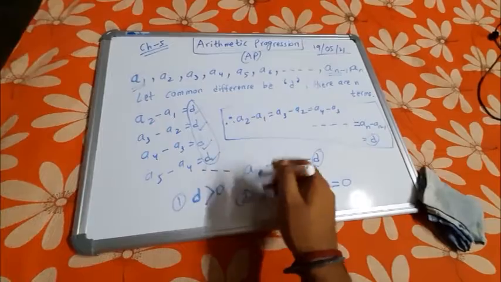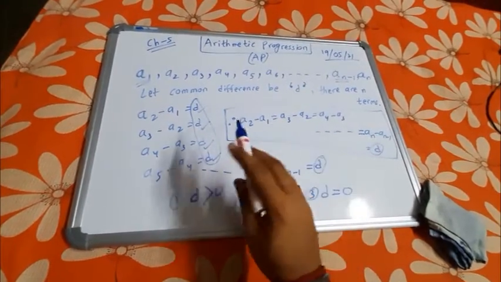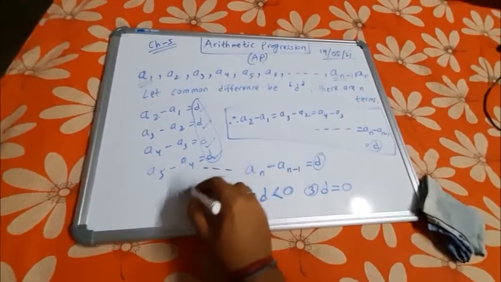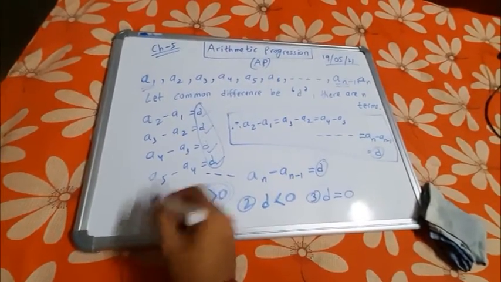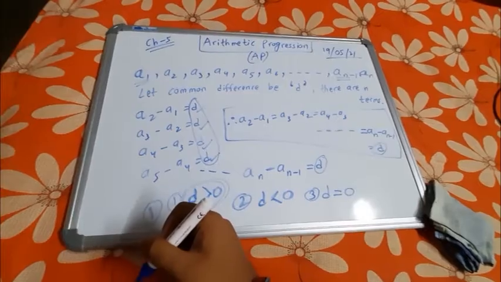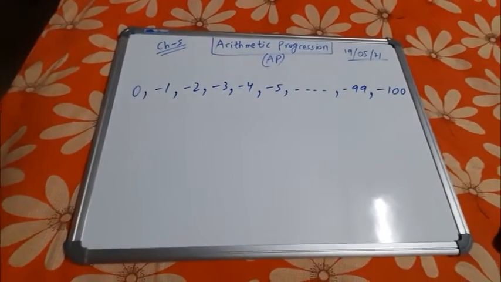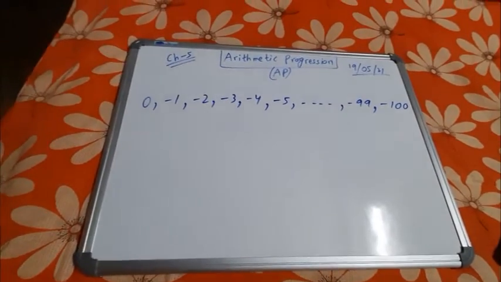See, the previous example that I have taken, 1 2 3 4 5 6 7 8 up to 100, was a d greater than 0 example. The d was 1 actually, so 1 is always greater than 0. That was a d greater than 0 example. I will take a d less than 0 example also. Now let's take this series as an example of d less than 0.